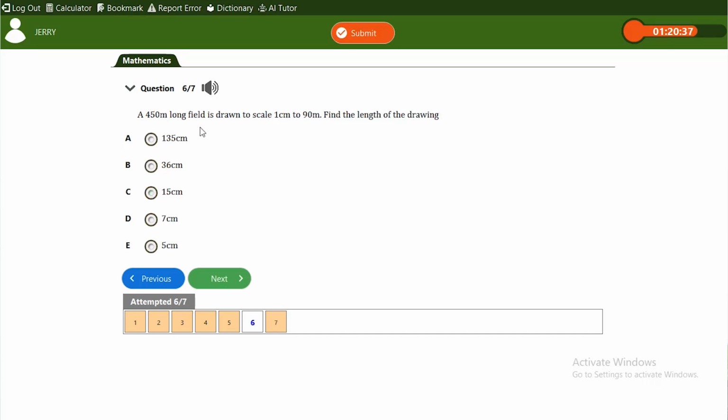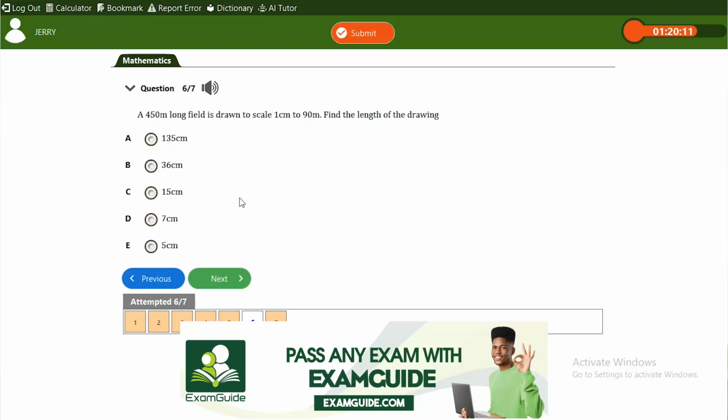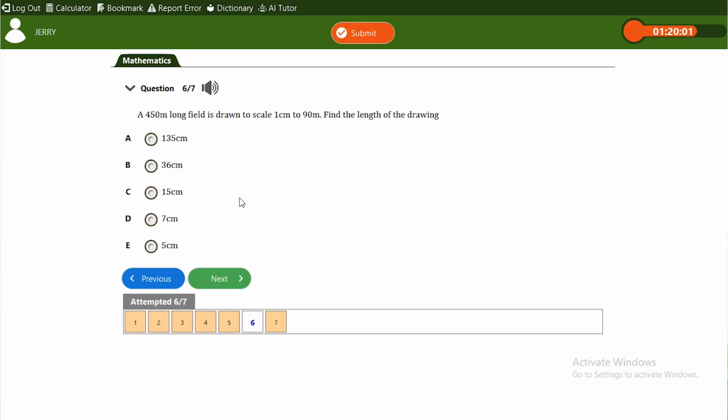Then let's look at this next one, just this one, then we see what we can do next. Okay, so a 450 long field is drawn to scale 1 cm to 90 meters. So they say we should find the length of the drawing. This is simple, very simple.